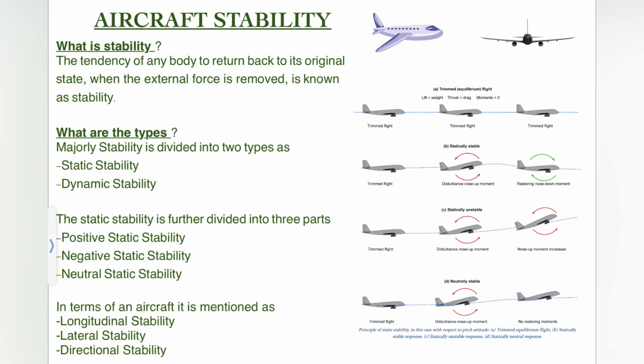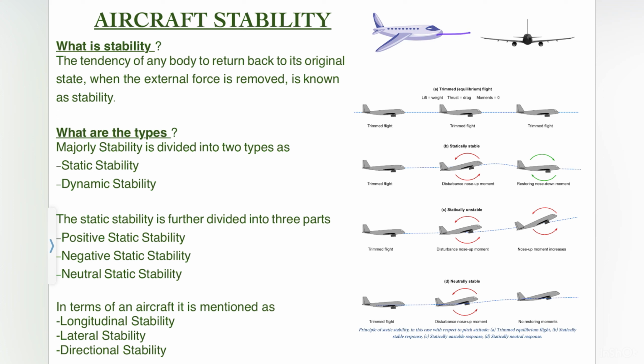So this is the foundation of stability. Now in terms of an aircraft, we mention longitudinal, lateral and directional stability. Again, longitudinal positive static stability, longitudinal neutral or longitudinal negative. So let's first understand the axes. The aircraft lengthwise is the longitudinal axis. Wing tip to wing tip is the lateral axis. And in the vertical direction, this axis is known as the directional axis. I hope the axes are understood.